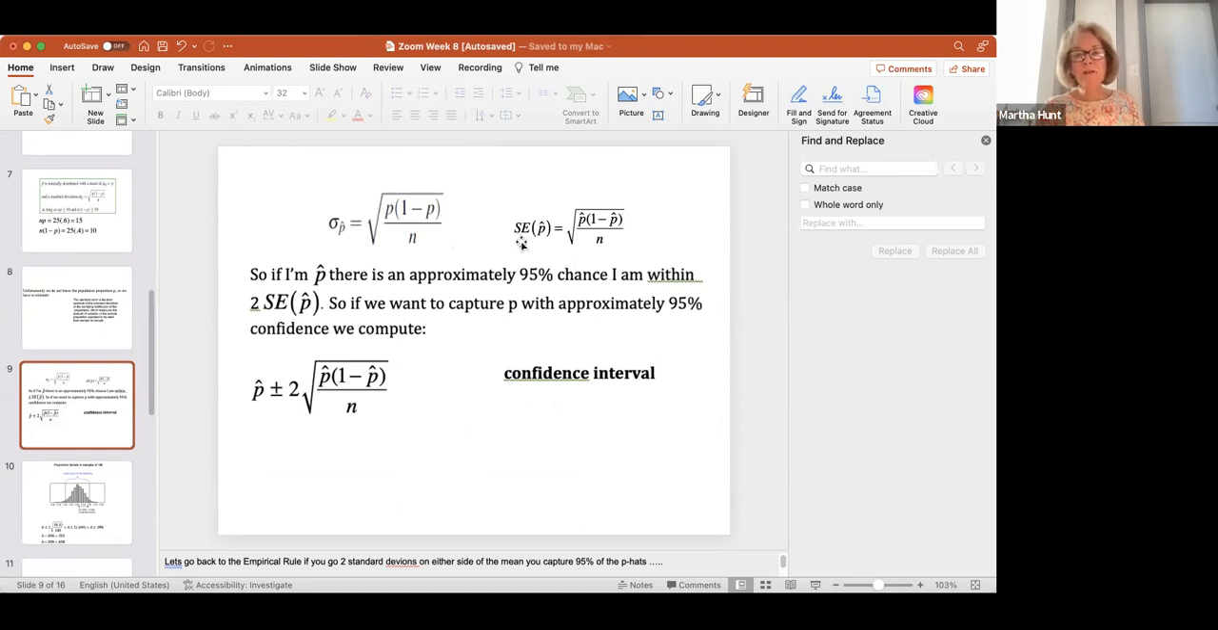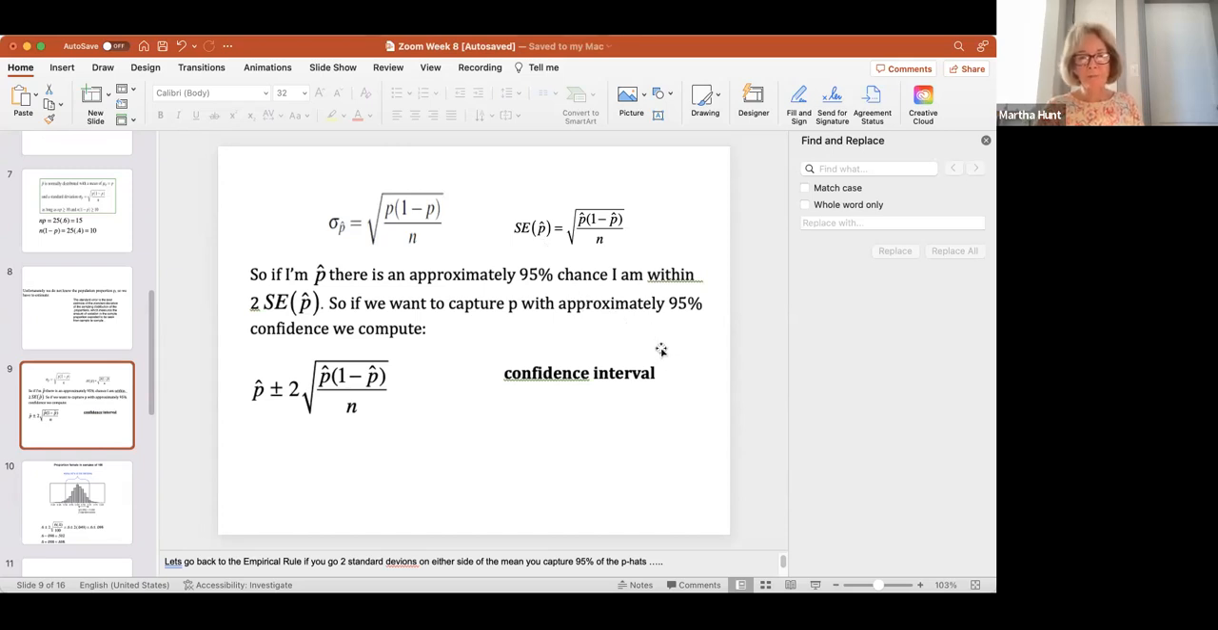We create a new statistic called the standard error. The standard error is the fudge factor. You can't use p because you don't know it. So you substitute in p hat and you call this new statistic the standard error.